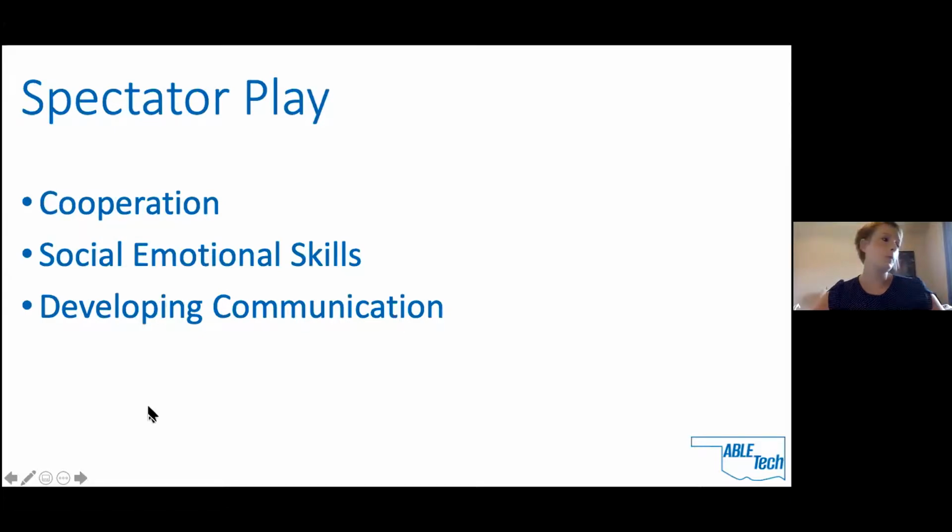So spectator play. Spectator play is onlooker play. This is where they learn cooperation, some social emotional skills, and they develop communication by listening to others and watching others. They learn how to be socially appropriate in this aspect of play. It is not a piece of play where I could interact with AT only because it's onlooker and spectator. They're just really observing and watching and taking in their environment and learning from others. So this one does not have an AT slide.